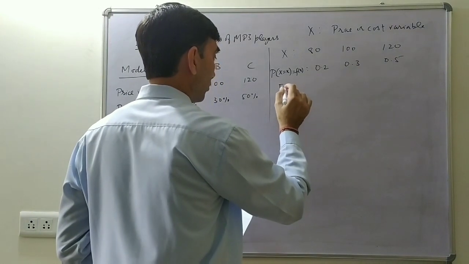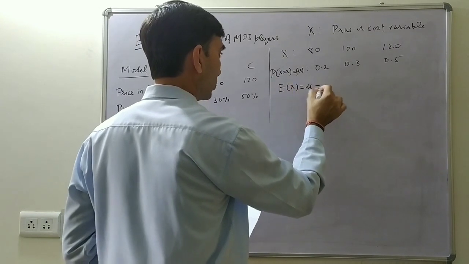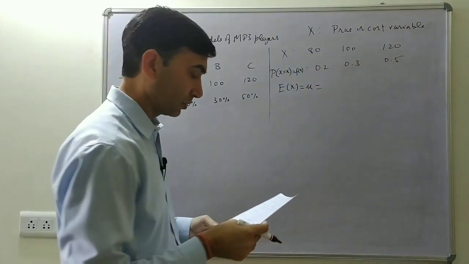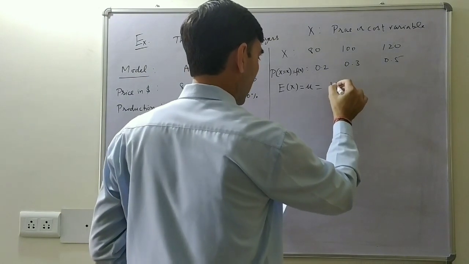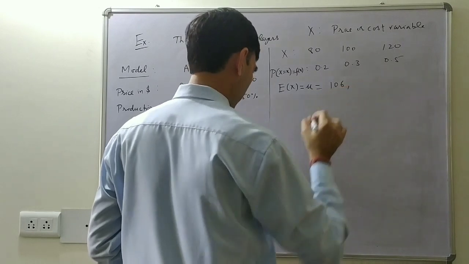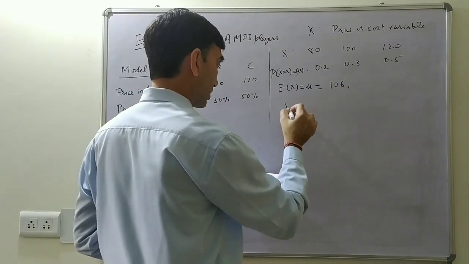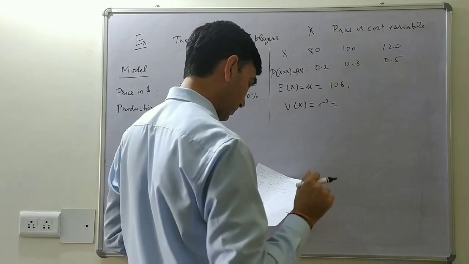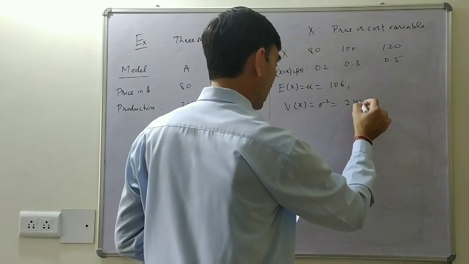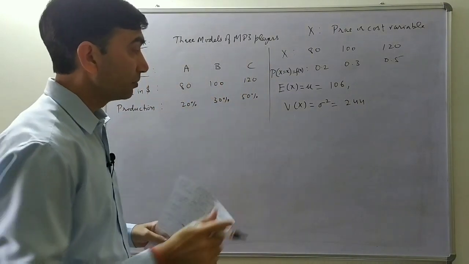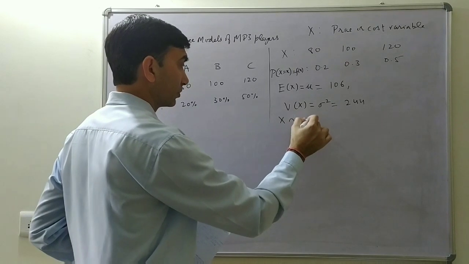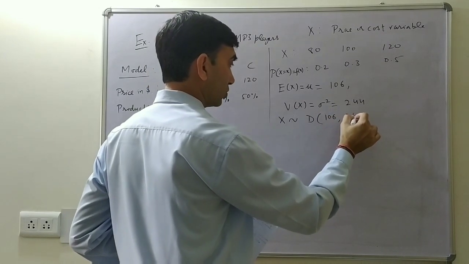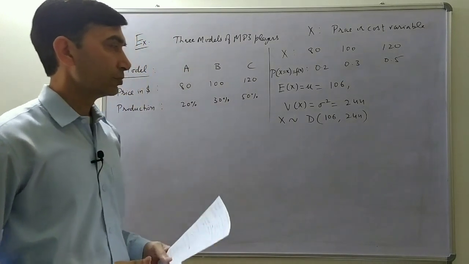Now let's calculate mean of X, expectation of X. How to calculate it? Just multiply the values of X with their corresponding probabilities and add. So you will get expectation X equal to 106. Likewise, you can calculate variance of X. Variance of X means sigma square. This you will find 244. Okay. It means X follows a distribution with mean 106 and variance 244. Okay.